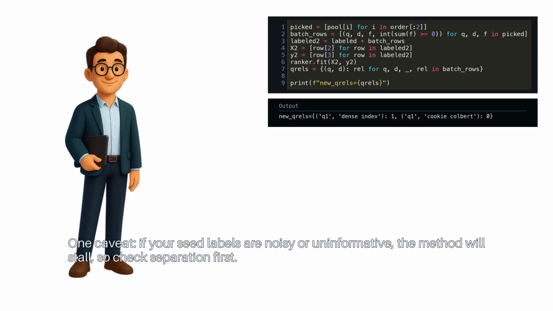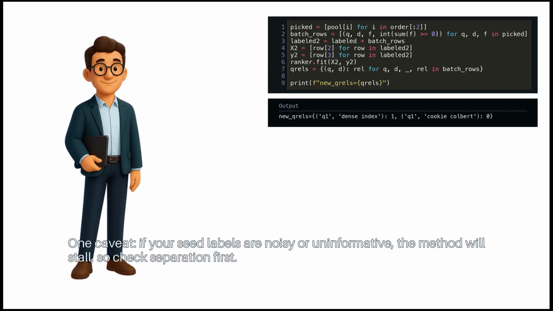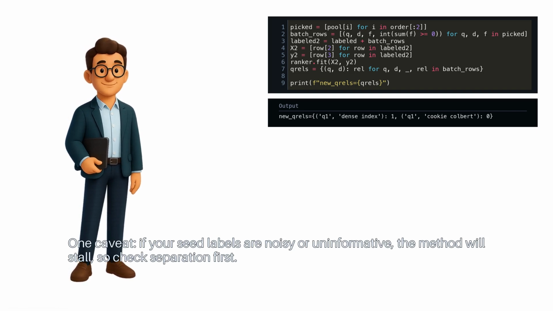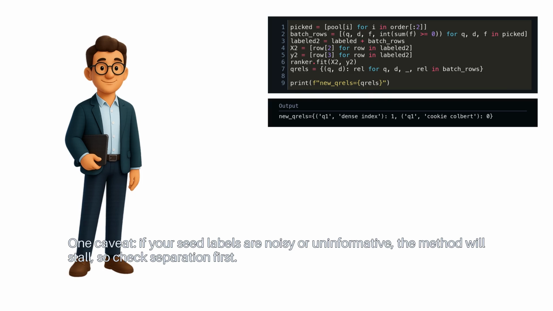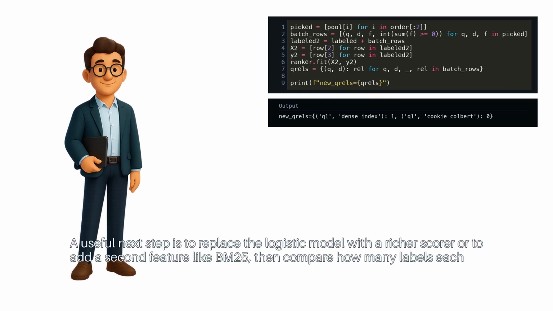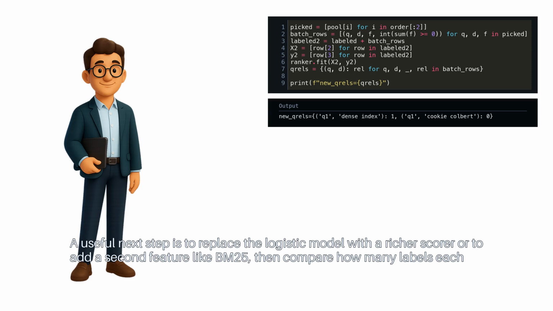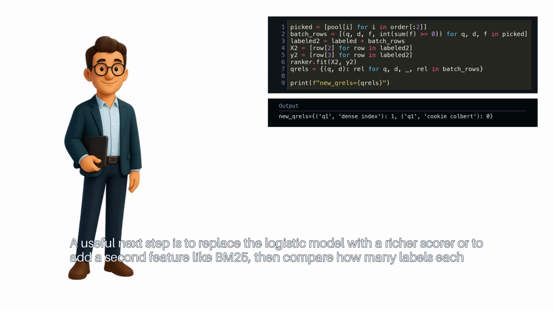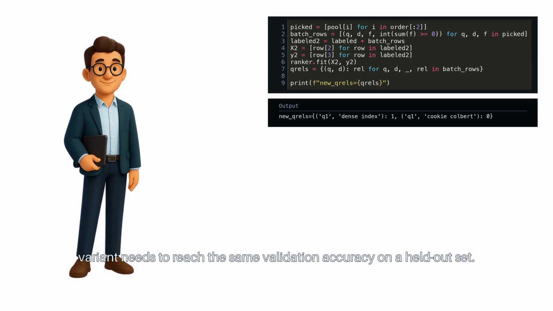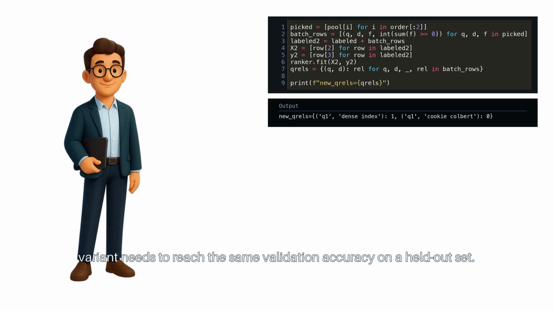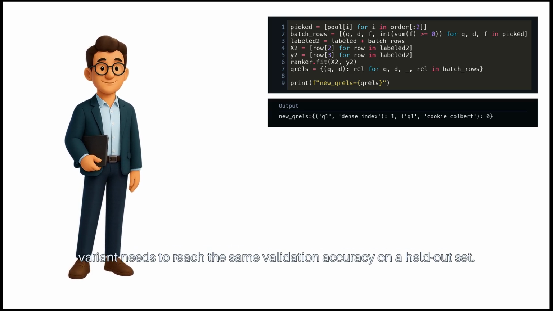One caveat: if your seed labels are noisy or uninformative, the method will stall, so check separation first. A useful next step is to replace the logistic model with a richer scorer, or to add a second feature like BM25. Then compare how many labels each variant needs to reach the same validation accuracy on a held-out set.